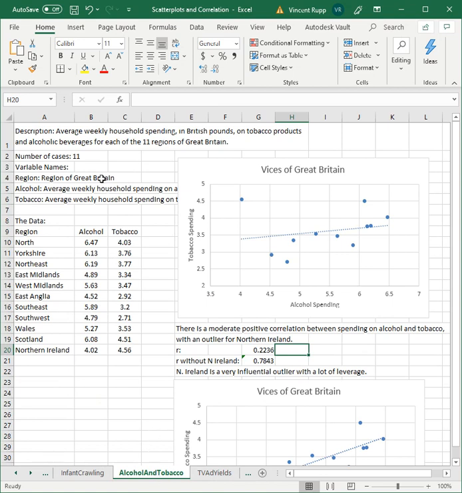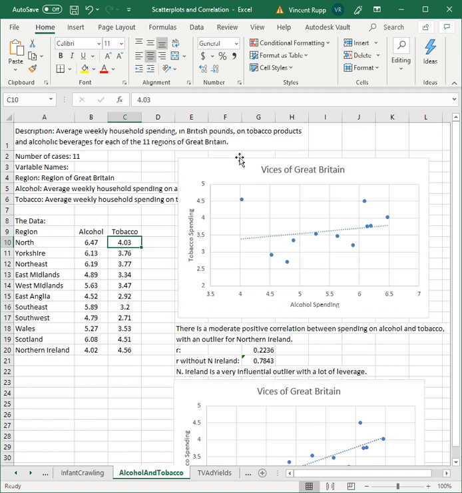So here we have the average weekly household spending in British pounds on tobacco products and alcoholic beverages for each of the 11 regions of Great Britain. So this is just the average spending on alcohol and tobacco in North Yorkshire, Northeast, Midlands, all these. If you know your Great British geography, this probably makes more sense. I don't know it super well, but we have data on it anyway.